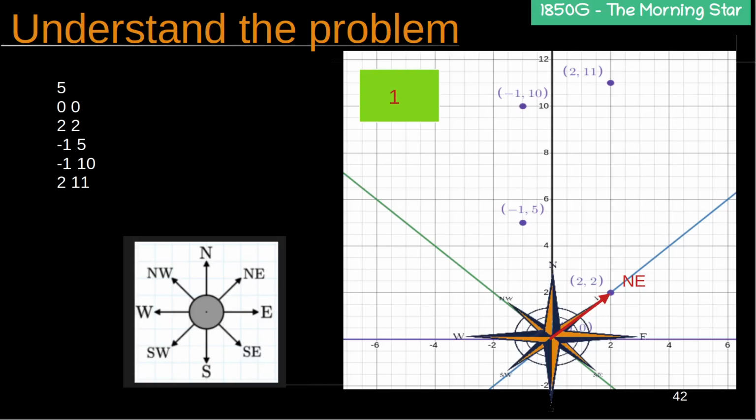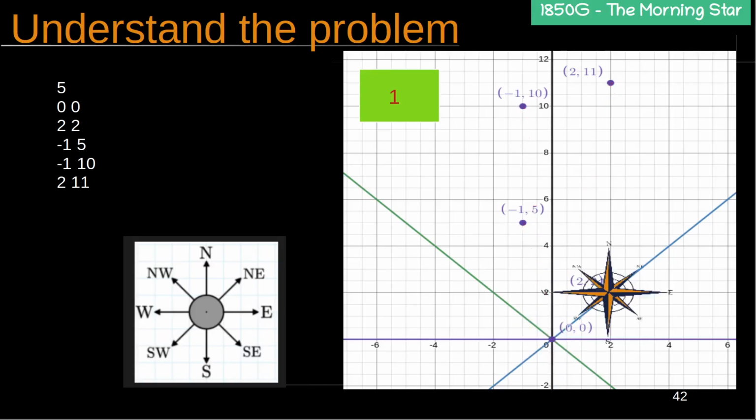0, 0 and minus 1, 5. There is no direction, as you see in this presentation, in the picture. 0, 0, minus 1, 10. There is no direction. 0, 0, 2, 11. Also no, there is no direction.